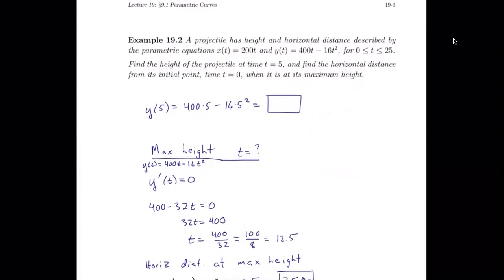For the first one, what's the height of the projectile at time t equals 5? That's very easy. Just plug in t equals 5. y is telling us the height. We're plugging it into this function. We'll get a number out, and I'll let the student fill in the details there.